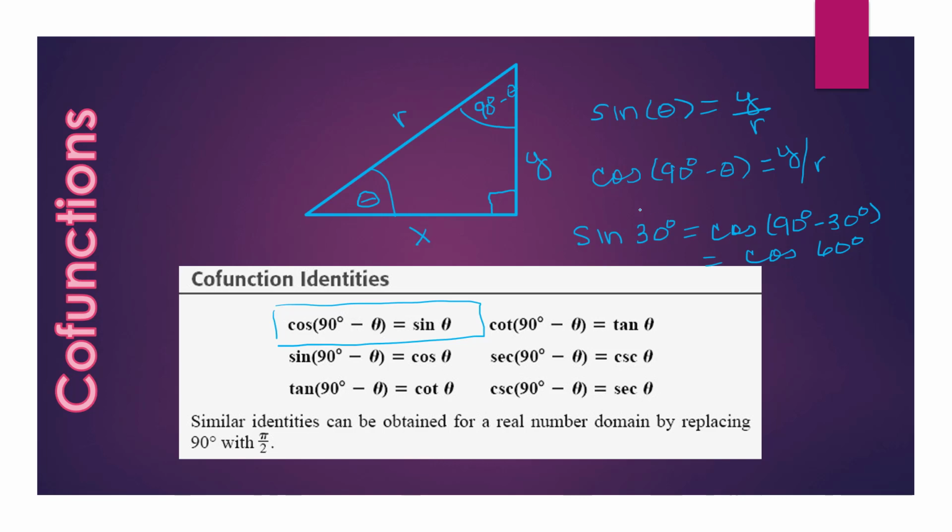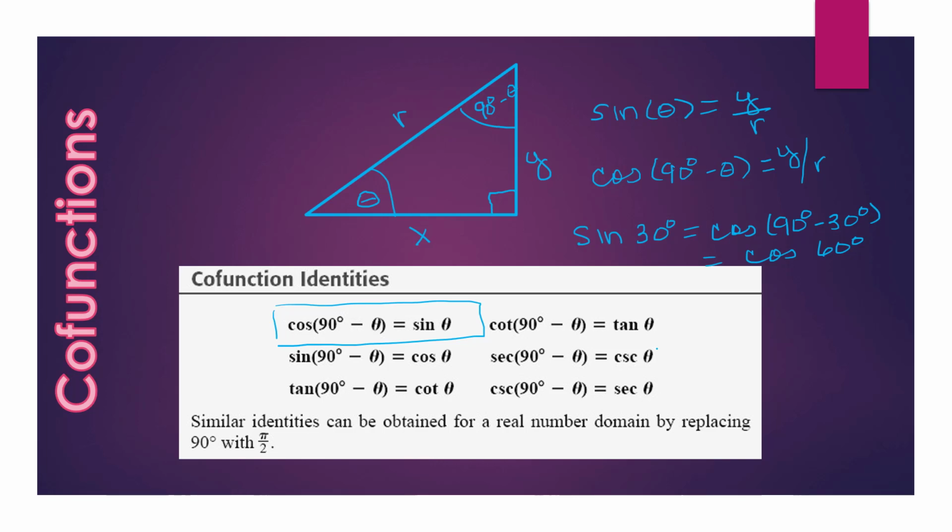I only need to really remember one of these, and then if I understand cofunctions, then I've got the rest of it. And it goes on, right? If I say sine 60, well, that's going to be equal to cosine 30. And it holds true for all of them, cotangent and tangent, cosecant and secant. That's what that cofunction means.